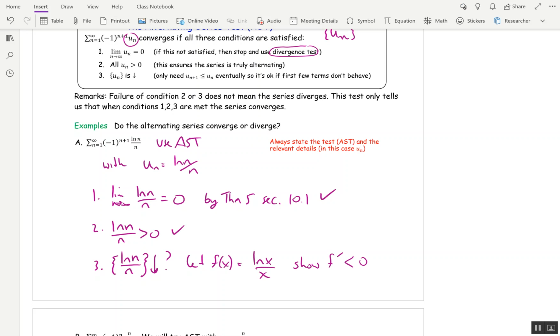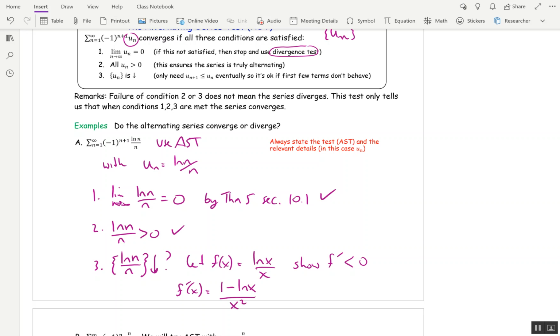That will show that f is a decreasing function, which means the sequence will be decreasing. So f prime of x, we have to use the quotient rule. The derivative of the top is 1 over x. 1 over x times x is 1. And then minus ln x times the derivative of the denominator, which is 1, over the denominator squared.